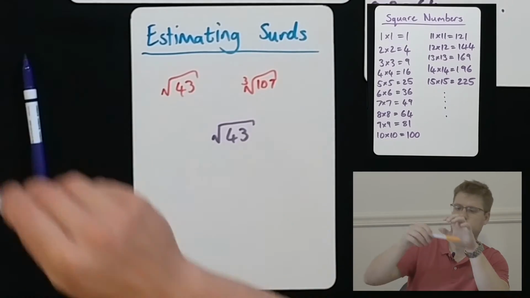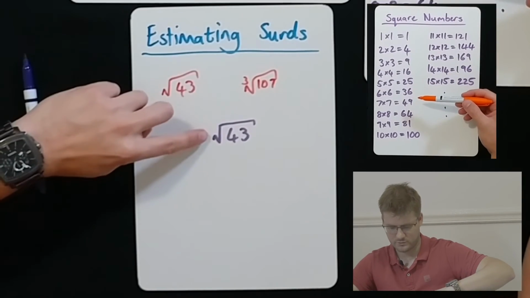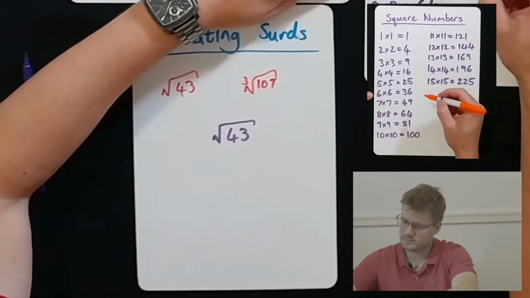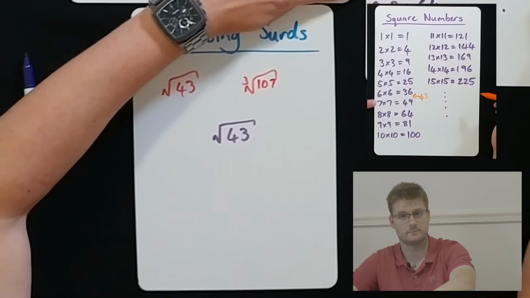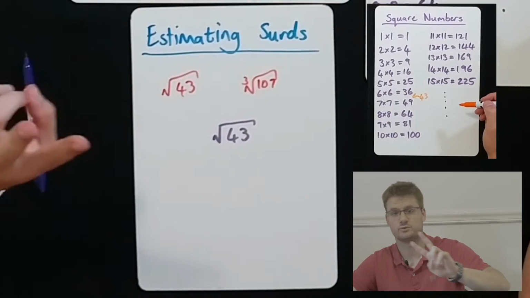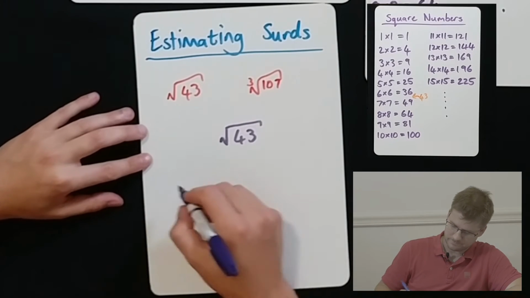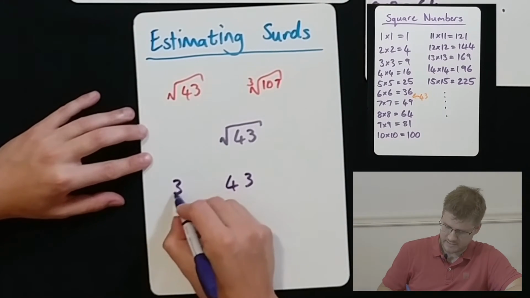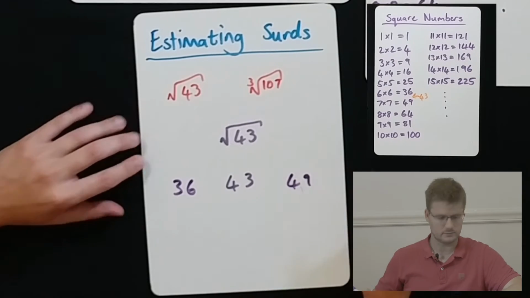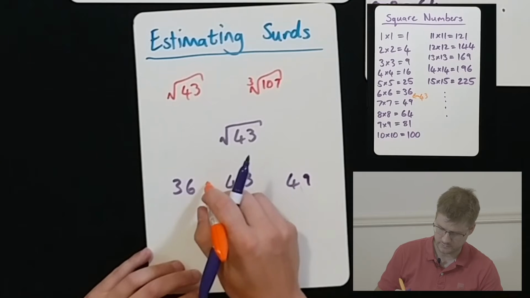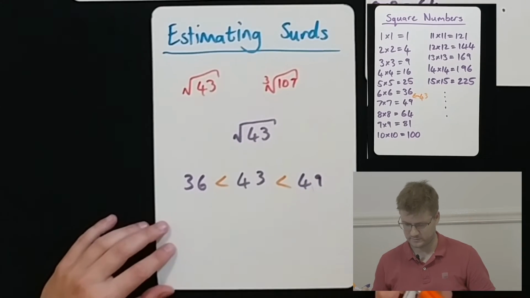Let's bring out another color here. For example, in our square numbers list, we know that 43 will lie somewhere in between 36 and 49. So 36 and 49 will be the two values that we are going to use. So we know that 43 lies in between 36 and 49. We're going to use our little crocodile mouths to indicate that. 43 is bigger than 36, but smaller than 49.